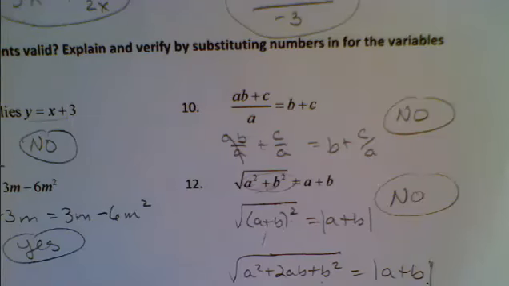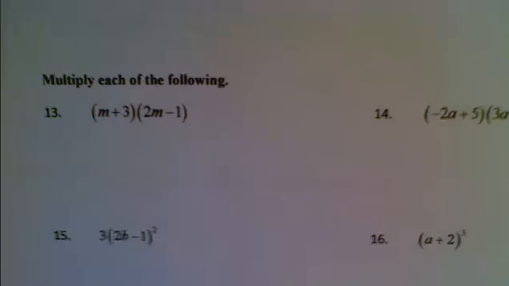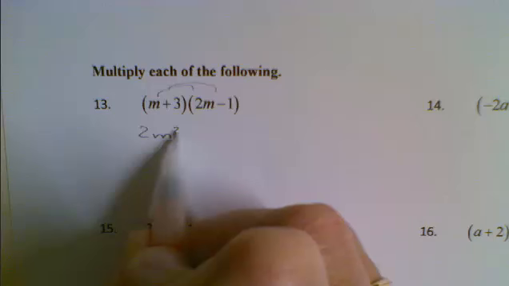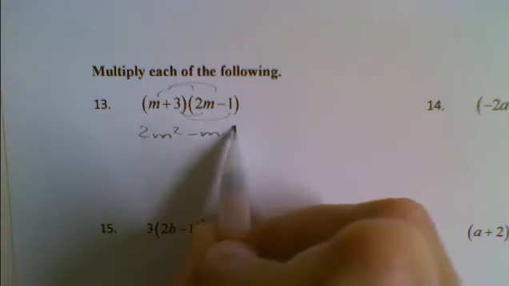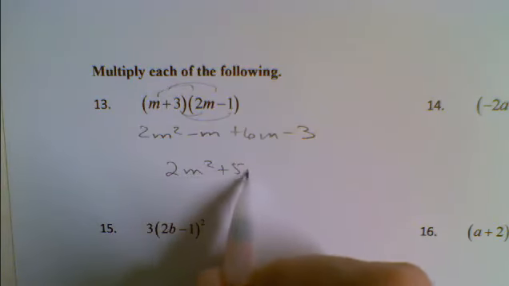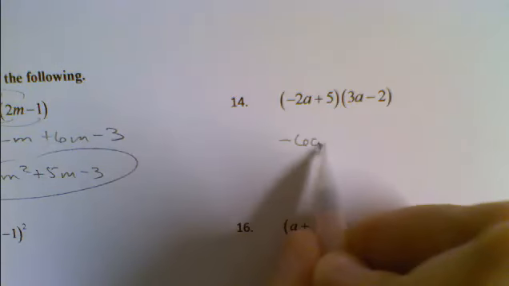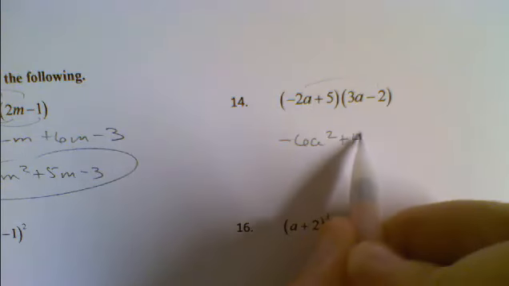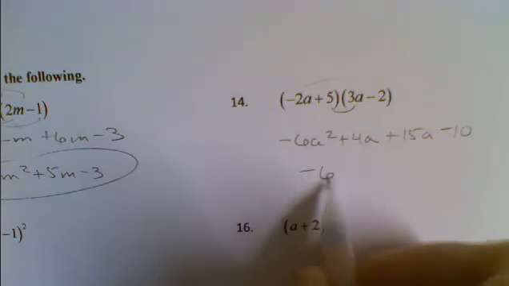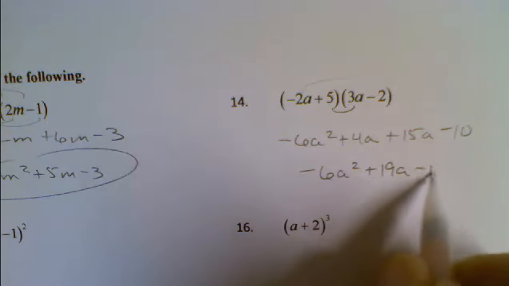Okay. The next page, the first ones, I'm just seeing if you can multiply again. So if I use FOIL on that, I'll get 2m squared minus m, and then I'll get 6m minus 3. So when I add like terms, I get 2m squared plus 5m minus 3. 14, FOIL again, you get negative 6a squared, you get a positive 4a, you get a 15a, and you get a negative 10. So negative 6a squared plus 19a minus 10.